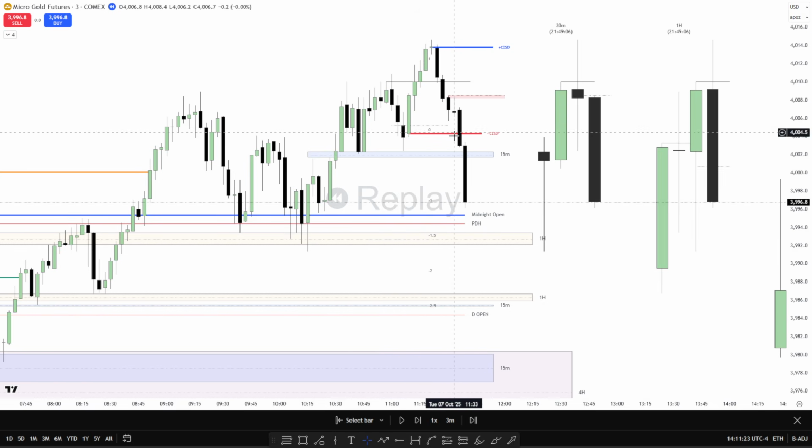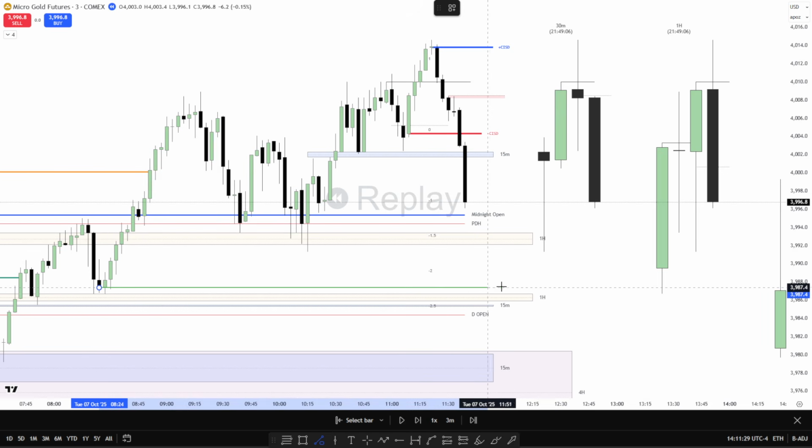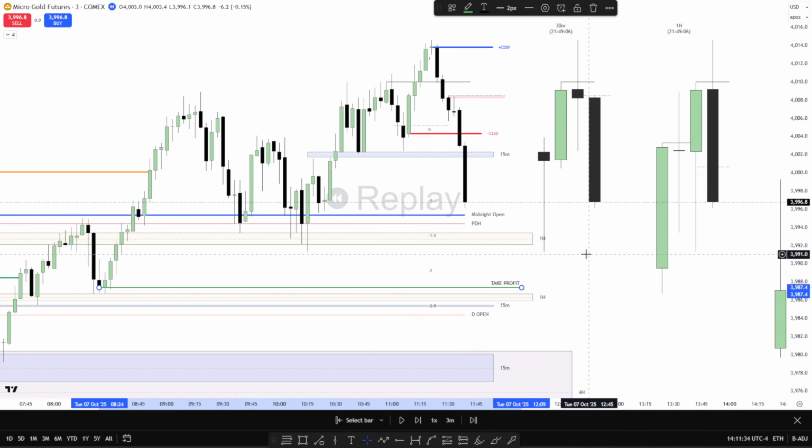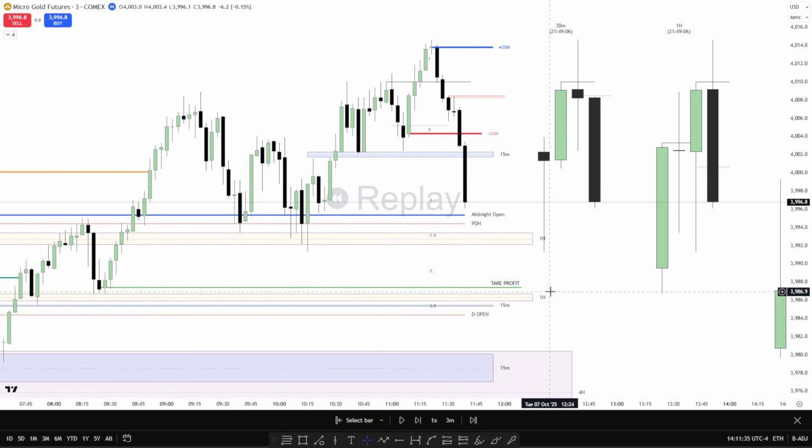And I took this trade earlier and actually got out. This was my take profit there, and I've got a little template that I use, and I had that marked up on my screen there. So that's what I was targeting. So we're going to continue on.